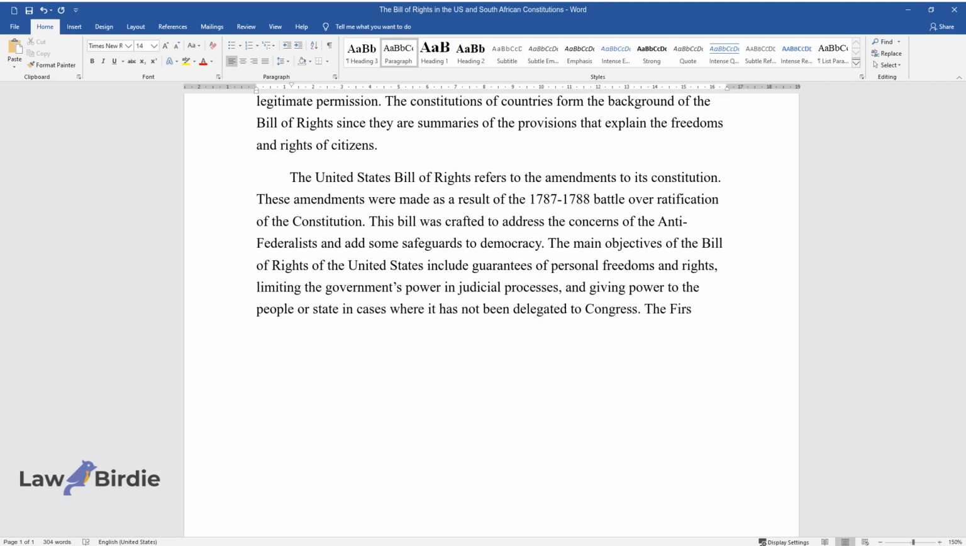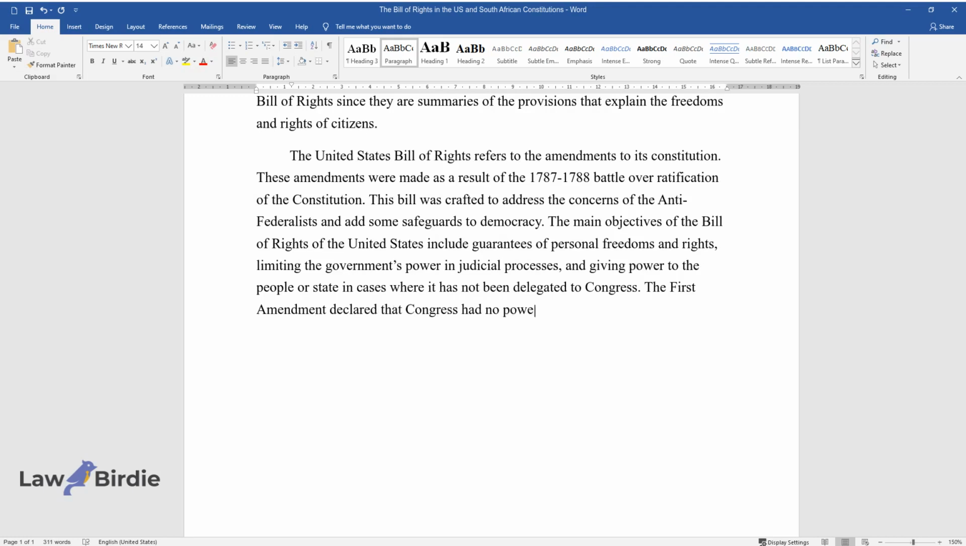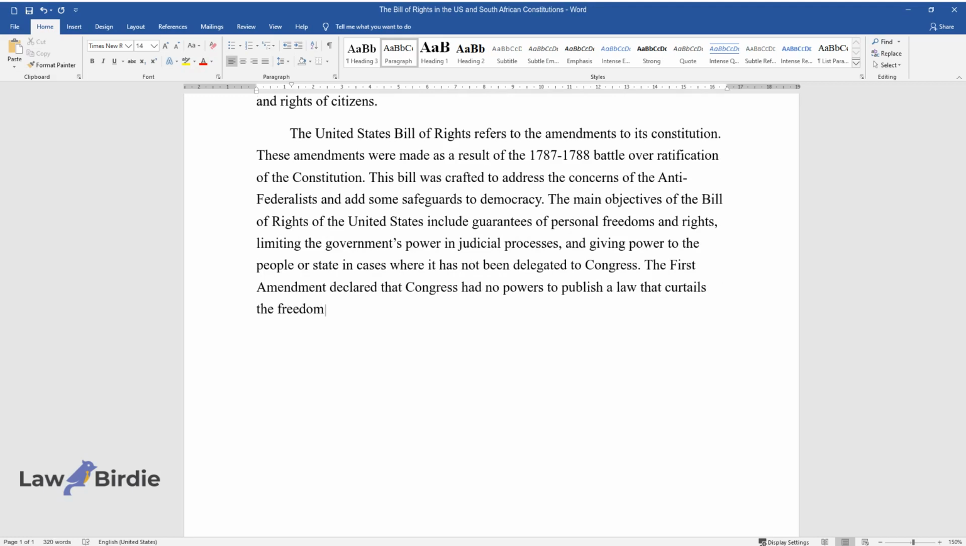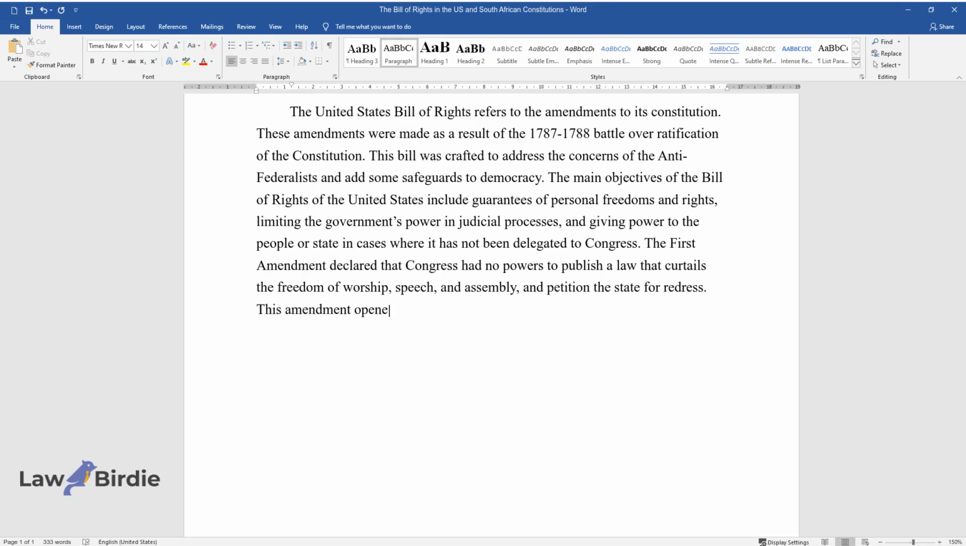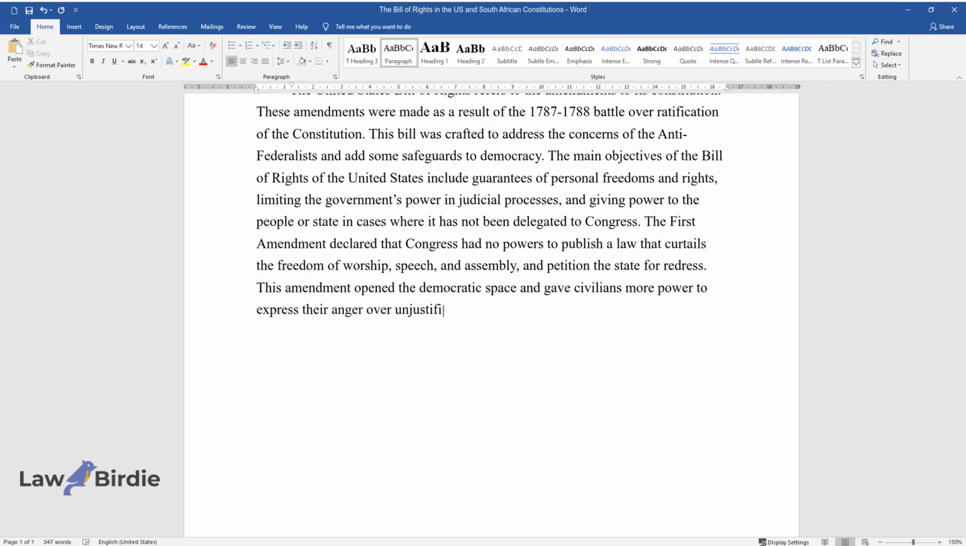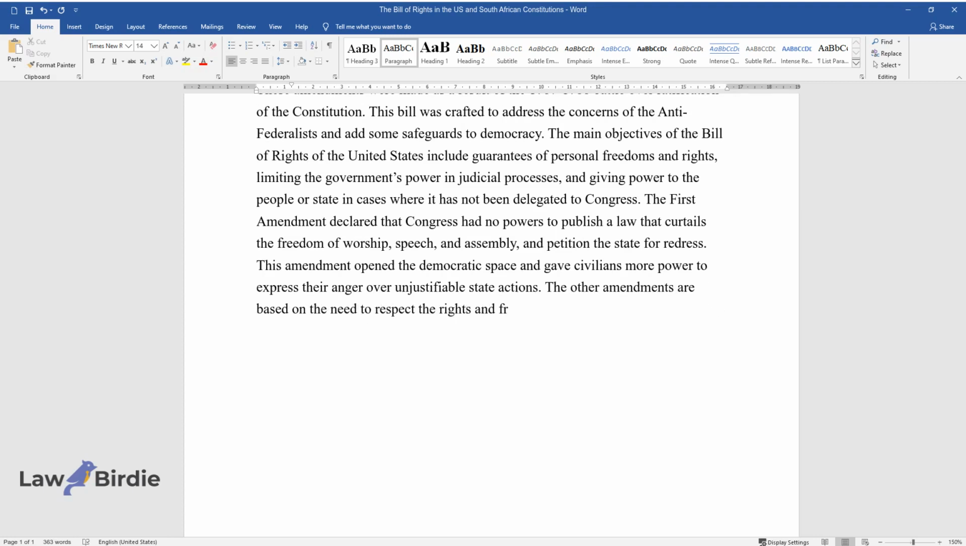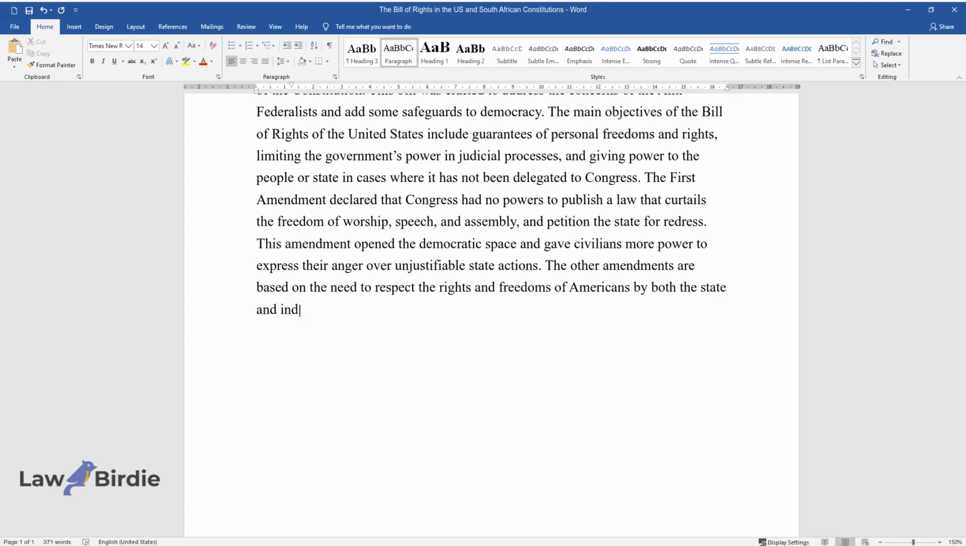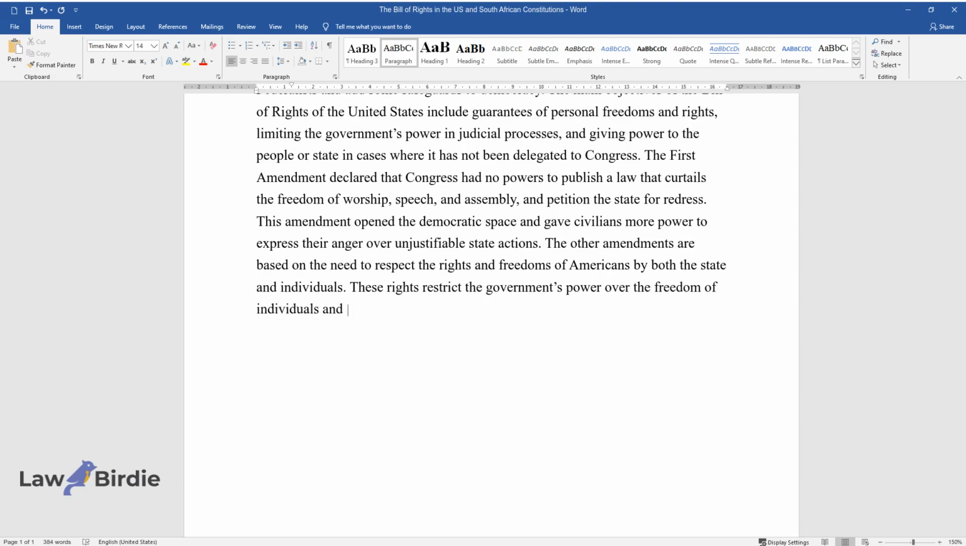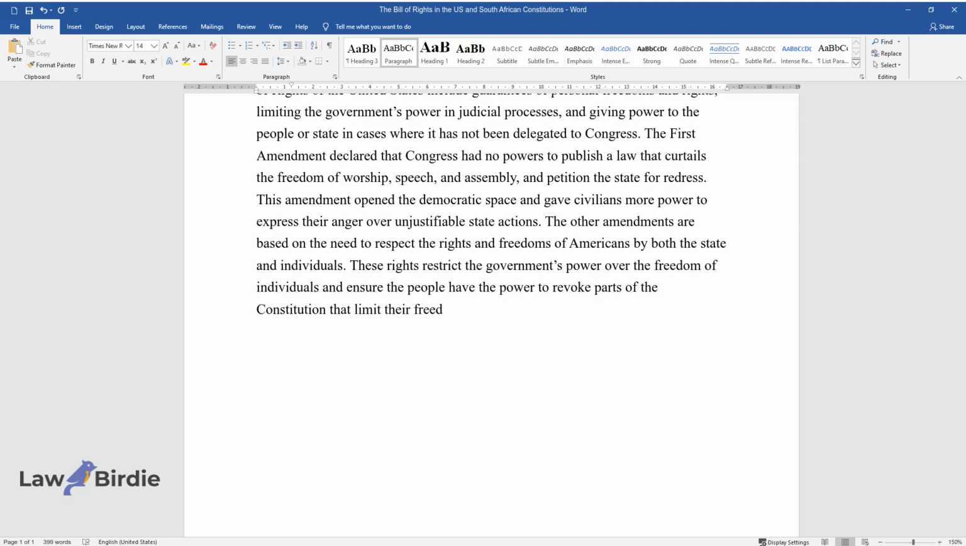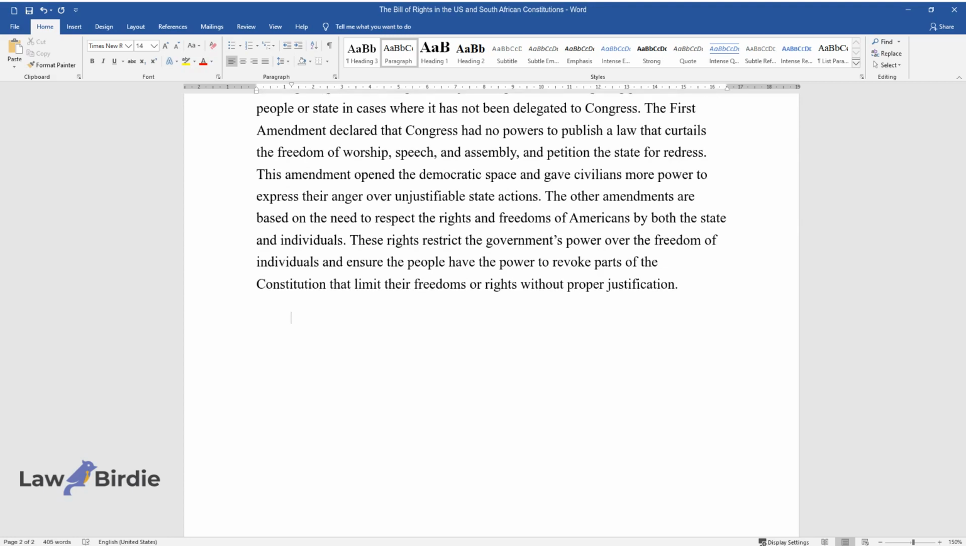been delegated to Congress. The First Amendment declared that Congress had no powers to publish a law that curtails the freedom of worship, speech, and assembly, and to petition the state for redress. This amendment opened the democratic space and gave civilians more power to express their anger over unjustifiable state actions. The other amendments are based on the need to respect the rights and freedoms of Americans by both the state and individuals. These rights restrict the government's power over the freedom of individuals and ensure the people have the power to revoke parts of the Constitution that limit their freedoms or rights without proper justification.